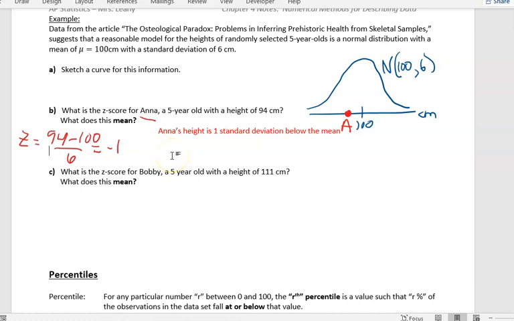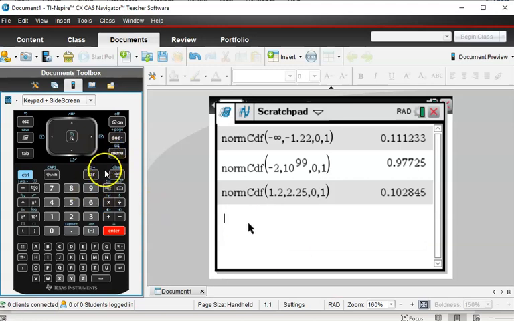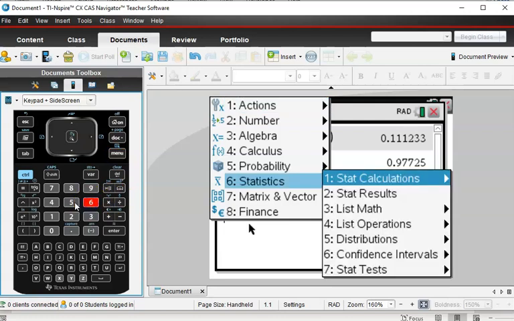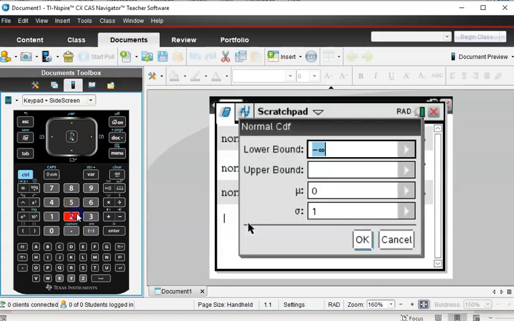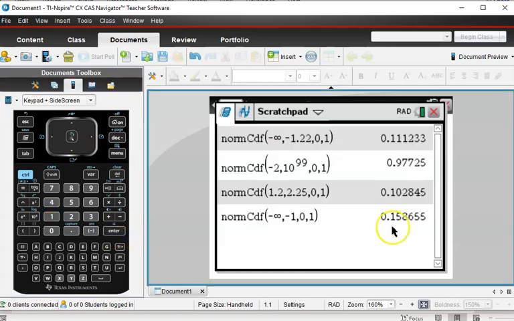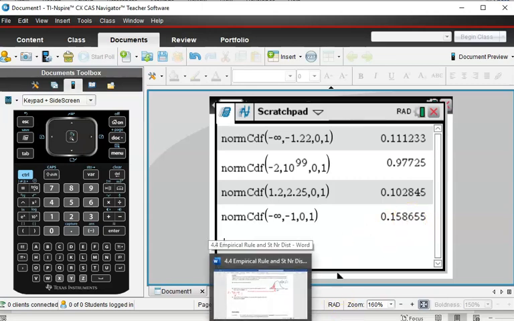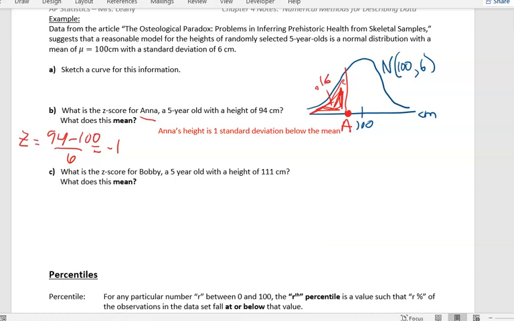The other thing that we could figure out here is Anna's percentile. If I was interested in Anna's percentile, what percentile of height is she? Remember that the percentile is the percentage at or below. I know her z-score is -1. What percentage of the curve is lower than that? As long as this is normally distributed, I should go menu, statistics, distributions, and NormCdf. If I go from -infinity up to -1, which is her z-score, I get a number of about 0.158, so about 16%. If there's about 16% on the left, that tells me that Anna is at the 16th percentile. That means that Anna is as tall or taller than 16% of 5-year-olds, and that she's actually shorter than 84% of 5-year-olds.